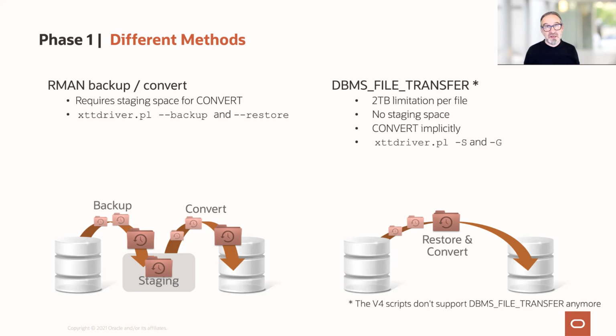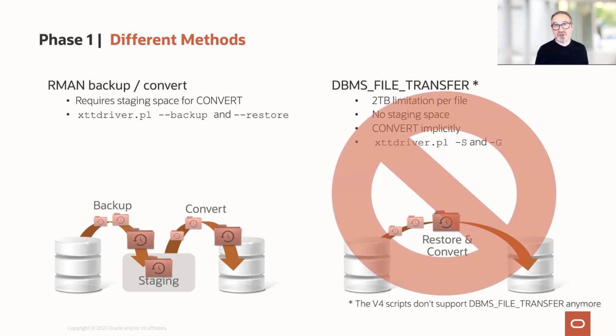On the right side, you see, I would say, the easier method with DBMS_FILE_TRANSFER. DBMS_FILE_TRANSFER has the big advantage that you don't need staging space because it can take the file, convert and restore it to the destination in one pass, while RMAN can only take a backup and then read that backup and convert and restore it in the second phase. This is why RMAN needs the staging space. The convert happens implicitly with the file transfer method, but the version 4 Perl scripts don't support this method anymore. Still, if you want to use it, you can use it, it still works.